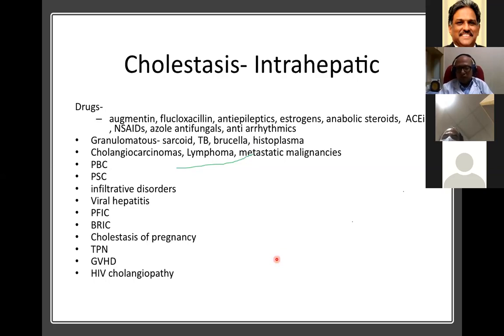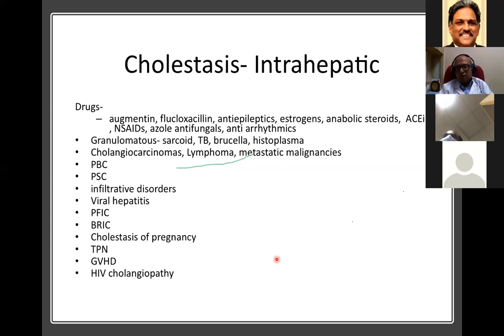Then we have the disorders like primary biliary cholangitis and primary sclerosing cholangitis, which are extremely rare, and then infiltrative disorders like amyloid, etc. And then viral hepatitis may have an intrahepatic cholestatic phase as well. And then there are rare disorders called familial intrahepatic cholestasis, progressive familial intrahepatic cholestasis, and benign recurrent intrahepatic cholestasis, which are in some way inherited conditions.